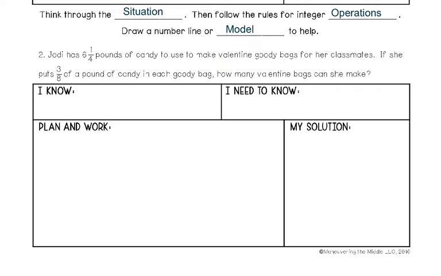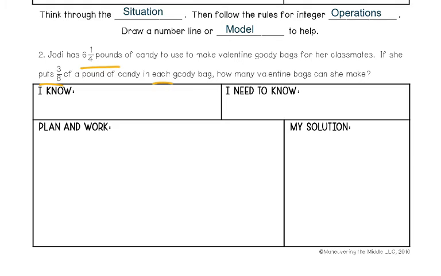So this second word problem says, Jody had 6 1/4 pounds of candy to use to make Valentine goodie bags for her classmates. Go ahead and pause here and go through, and I want you to underline any important information from that first sentence. Okay, so you should have just paused and you should have underlined that Jody has 6 1/4 pounds of candy. That's what she has. Let's read the next sentence. It says, if she puts 3/8 of a pound, so she's putting 3/8 of a pound in each goodie bag, how many Valentine's bags can she make?